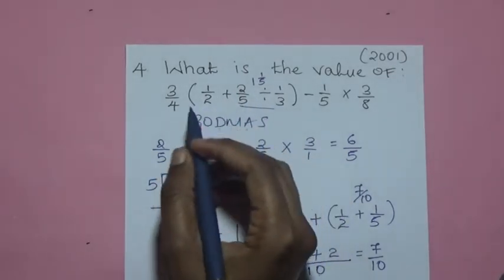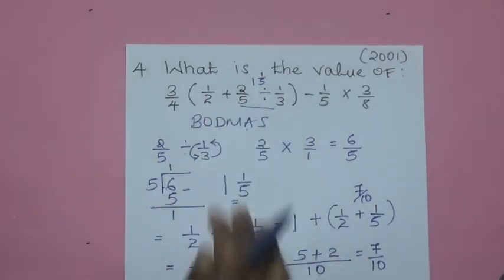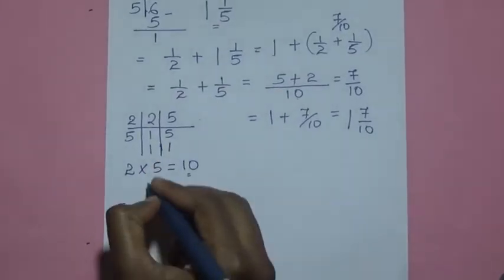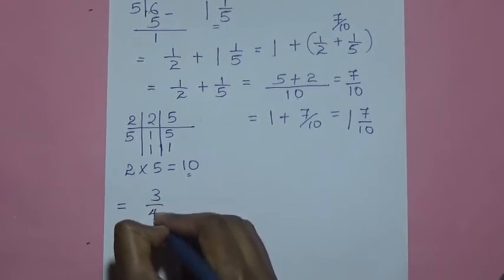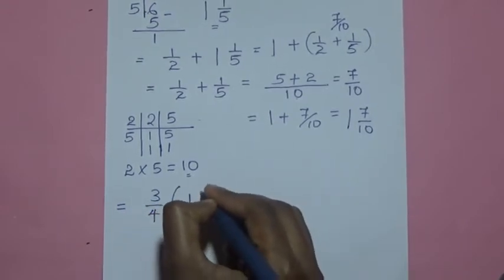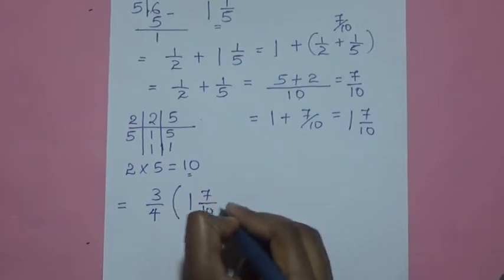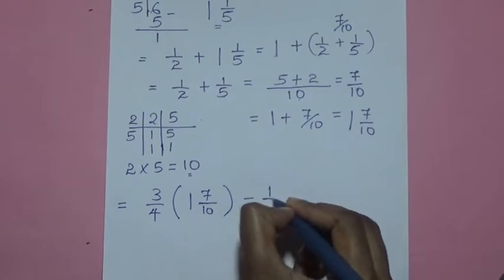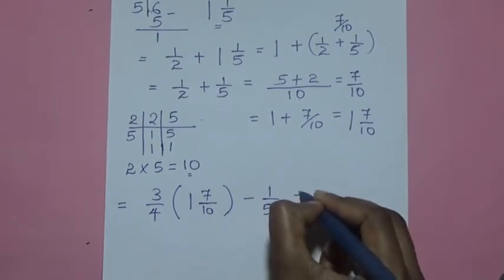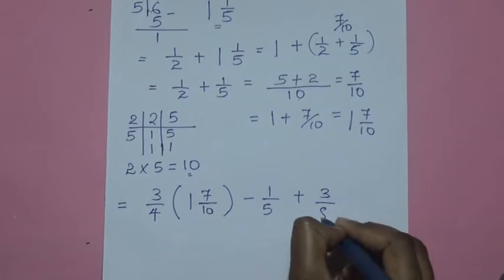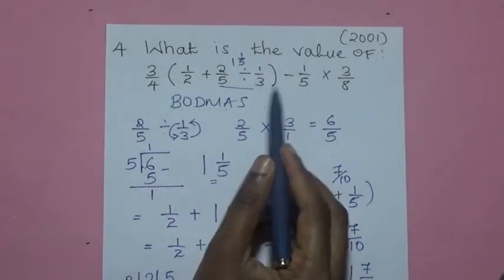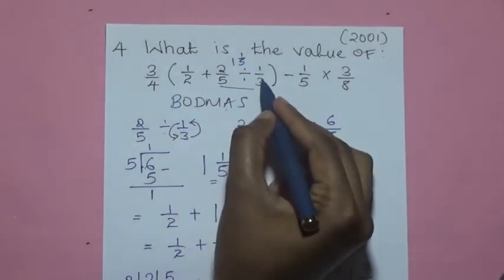Now, I want us to write down what we are left with. You have 3 over 4 into brackets 1 and 7 over 10, close the brackets, minus 1 over 5 multiplied by 3 over 8. Now what I have done, I have written down the initial question after solving what is inside the brackets.